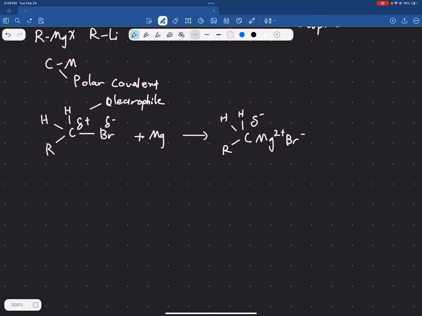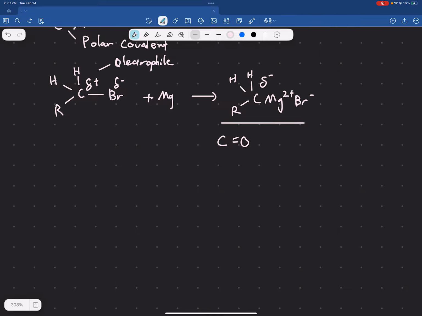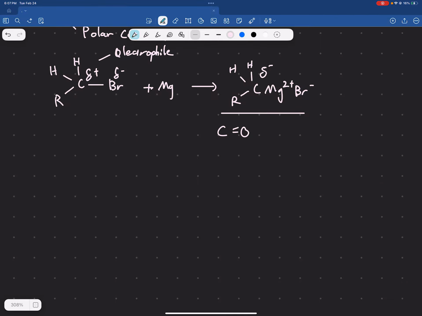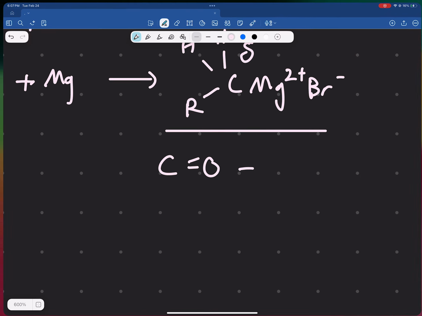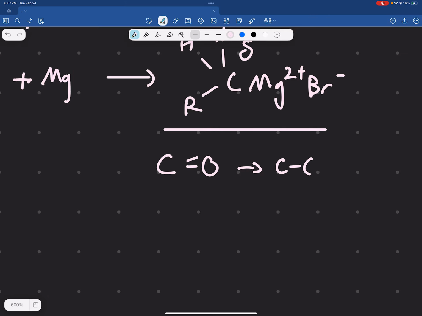So the consequence of this is that this is going to behave as a carbon-centered nucleophile, so it will react with the electrophilic carbons of the carbonyl groups of aldehydes, ketones, carboxylic esters, and acid chlorides. And this mainly would enable the formation of new carbon-carbon bonds.